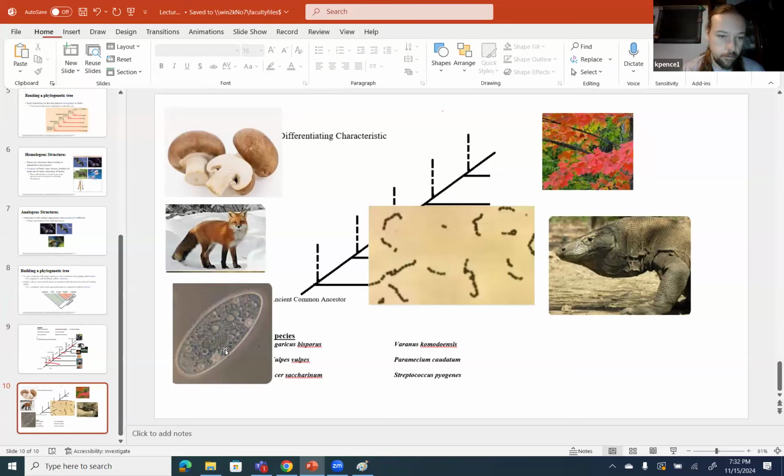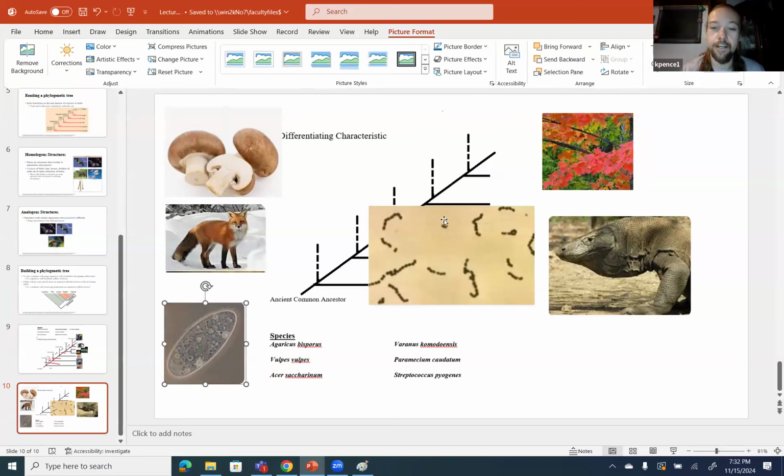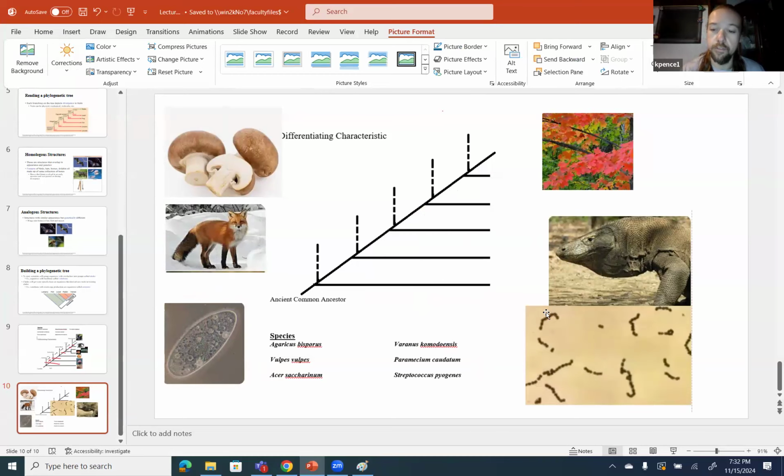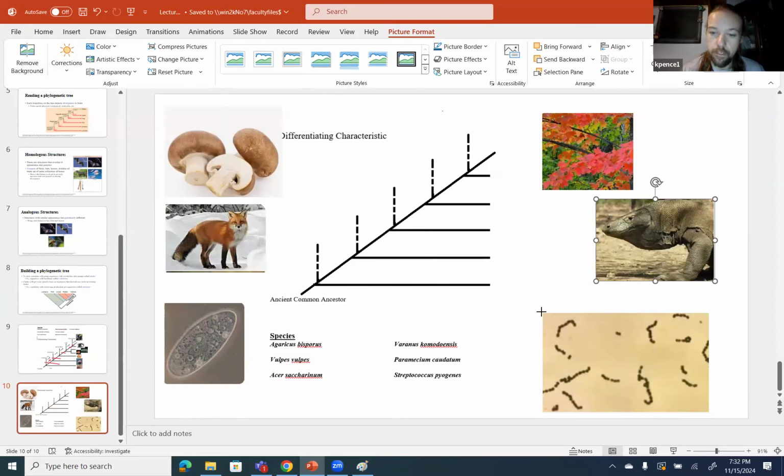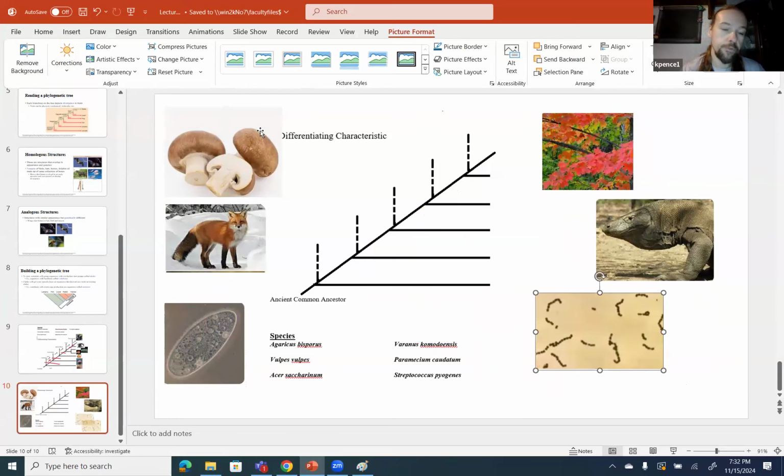So notice how I didn't tell you characteristics, all right? We're going to try to come up with our own. So the way we're going to do this, we're going to look at our organisms: a mushroom, fox, paramecium, a maple tree, Komodo dragon, and a bacteria. Which one of these six do you think is the least similar, or has the biggest difference? Which one do you think? I'll give you a hint. Think about those domains we talked about, right? One of these is in its own domain.